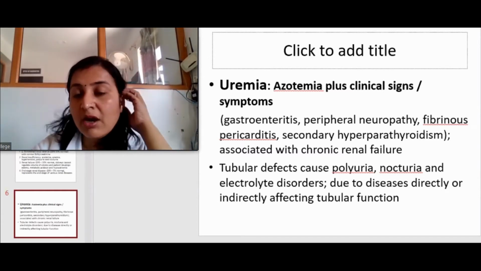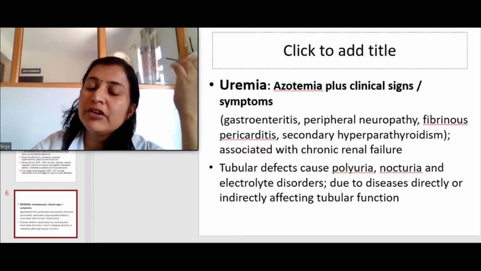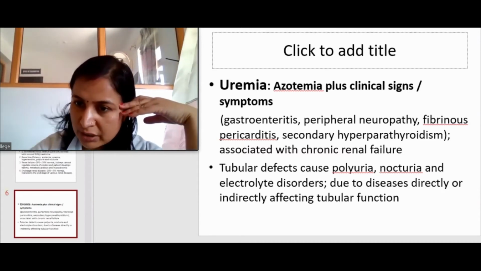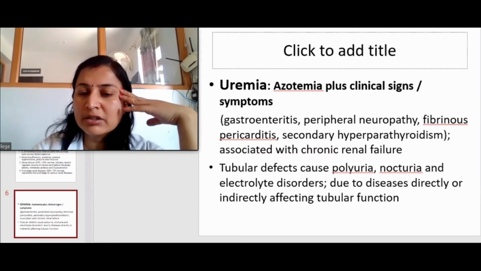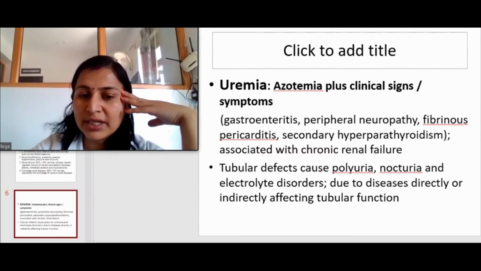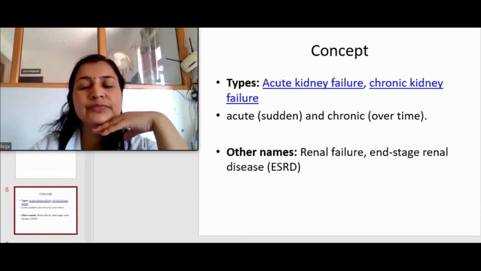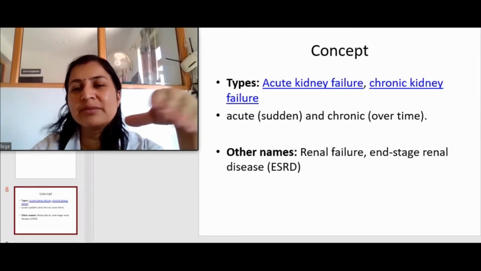Now, what are the signs and symptoms, or the clinical manifestations? There are many. The patient will develop uremic gastroenteritis, uremic peripheral neuropathy, uremic pericarditis, secondary hyperparathyroidism and so on, because of the association with chronic renal failure. Chronic renal failure or CKD, chronic kidney disease, ultimately leads to azotemia and uremia. And uremia involves many other organs. There is multi-organ pathology. And if the defect is tubular, then because the function of the tubule is concentration of urine, there will be polyuria as well as nocturia, and because of that, electrolyte disorder. So a tubular defect usually leads to polyuria and nocturia.